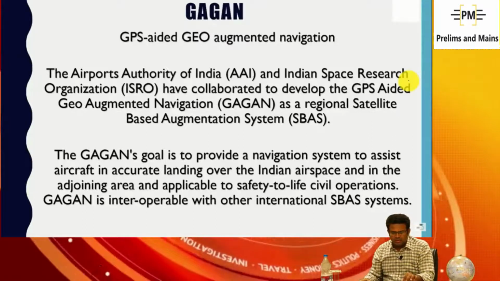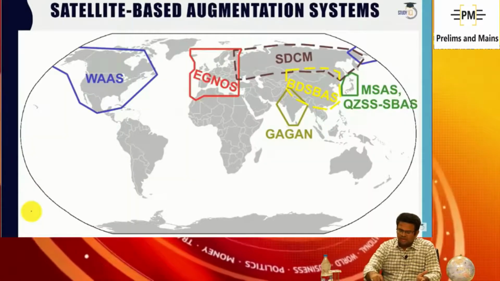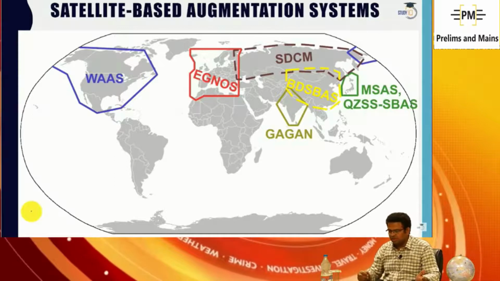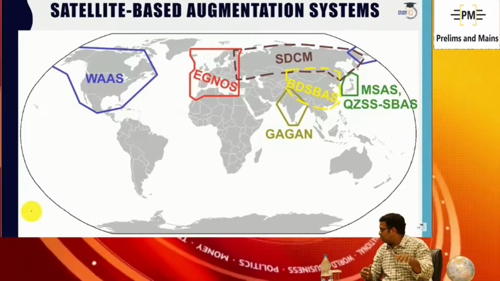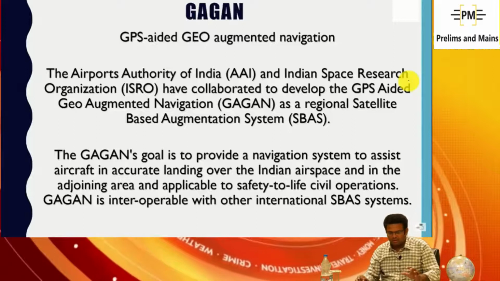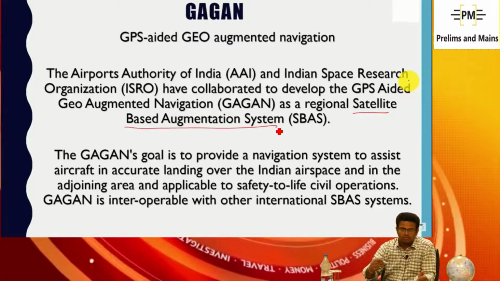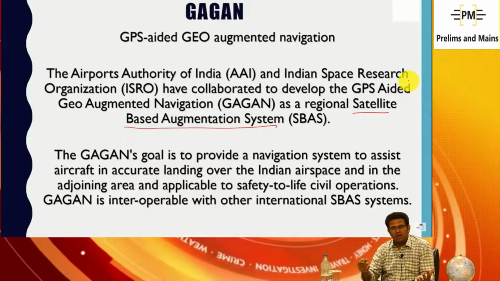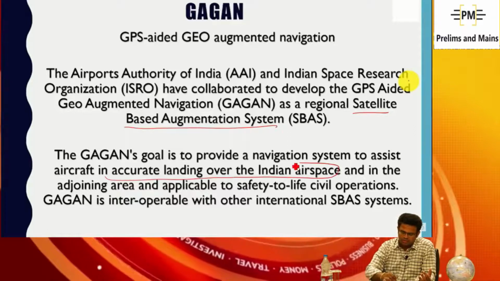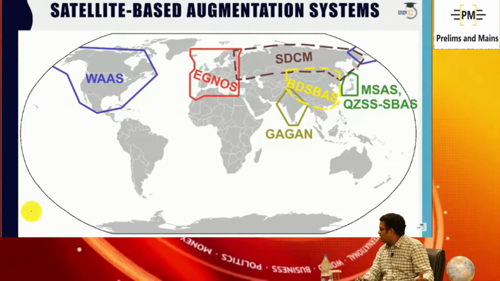You know that GAGAN is a satellite based augmentation system, yes or no? Just as India has GAGAN, other countries of the world have their own satellite based navigation augmentation systems, like WAAS. Everyone has some kind of GPS aided augmented navigation, and this is what we call a satellite based augmentation system, SBAS. The satellite has augmented our navigation, and it is for accurate landing over Indian airspace for aircraft. Clear, simple. Even then, do you have a question on this one?